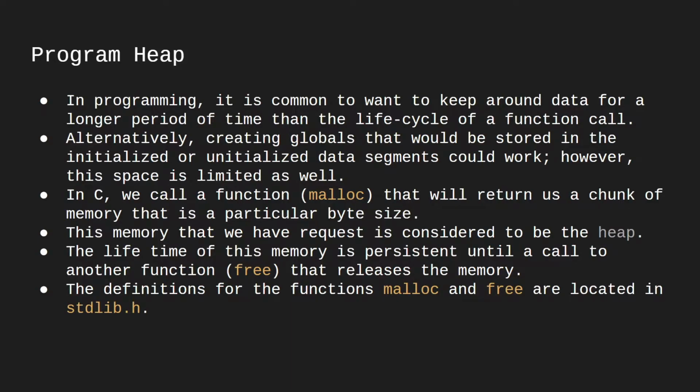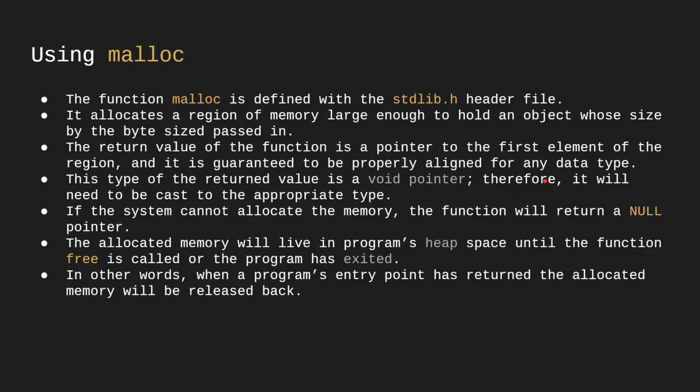The definitions for both functions that I mentioned, malloc and free, are located in the stdlib.h header. The function malloc is defined within the stdlib header. It allocates a region of memory large enough to hold an object whose size in bytes is passed in. The return value of the function is a pointer to the first element in that region that you requested. Whatever block size you requested, it's usually in bytes, is guaranteed to be properly aligned for any data type as well. The return type is typically a void pointer, therefore you'll need to cast that. So that was important to learn casting.